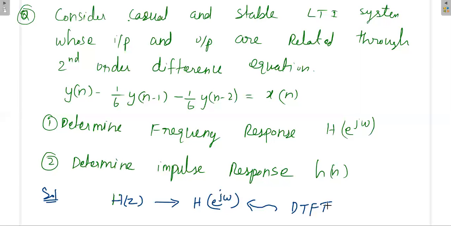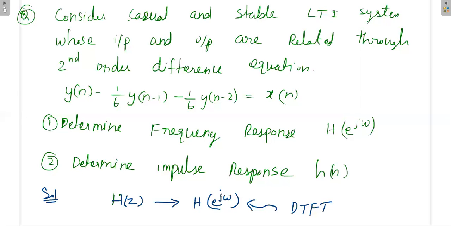Again, we know that in case of DTFT, we will not worry about the concept of ROC. The concept of ROC comes into the picture in the Z transform, and also they gave the condition that it is causal as well as stable. So we don't need to worry about the concept of ROC here.